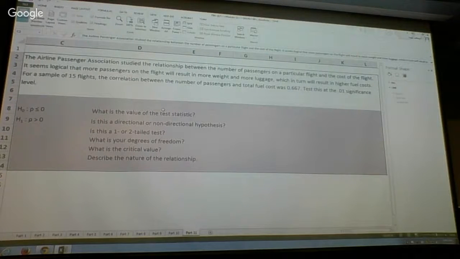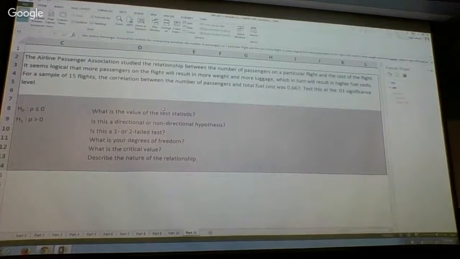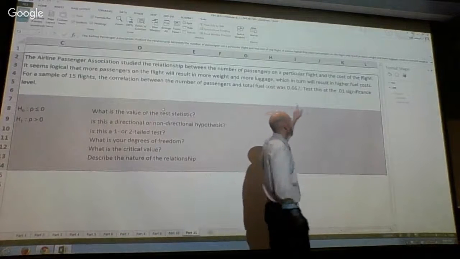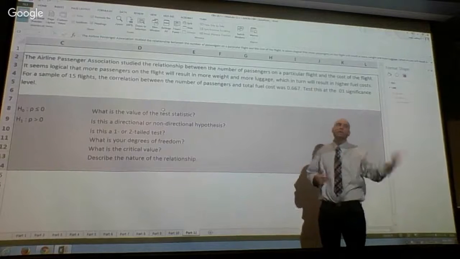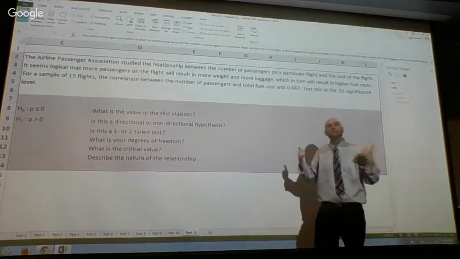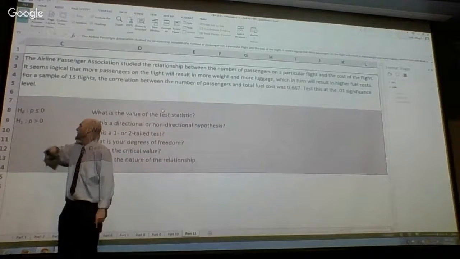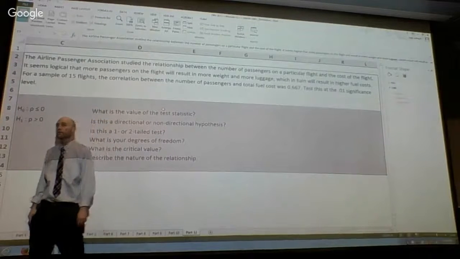Look here. We have hypotheses as well. These hypotheses are based on the statement that it seems logical that more passengers will result in more weight and more luggage and will result in higher fuel costs. We're looking at the correlation between the number of passengers and the fuel cost, and it is hypothesized to be positive. We hypothesize that the correlation is greater than 0, otherwise known as positive.